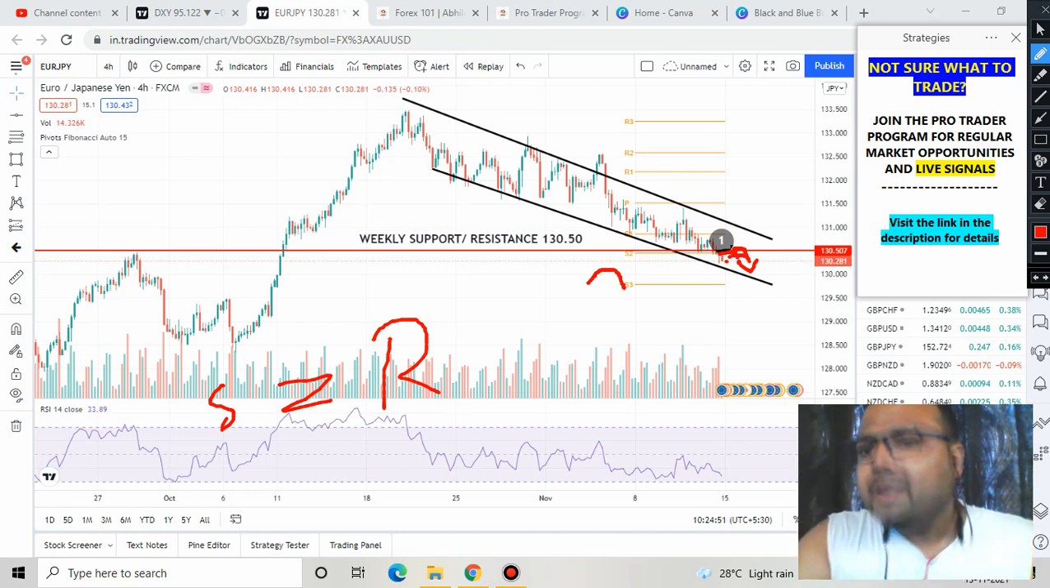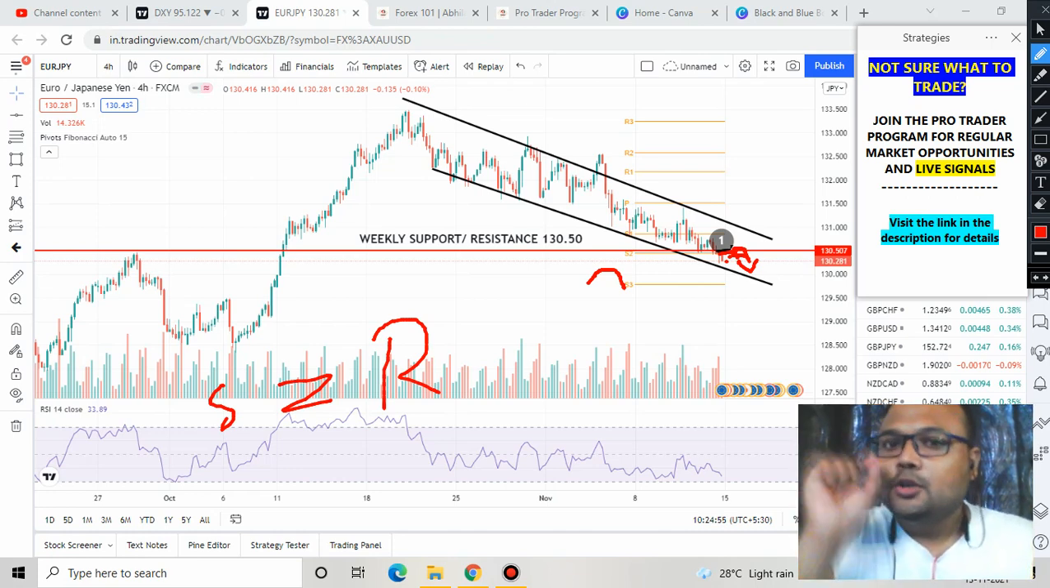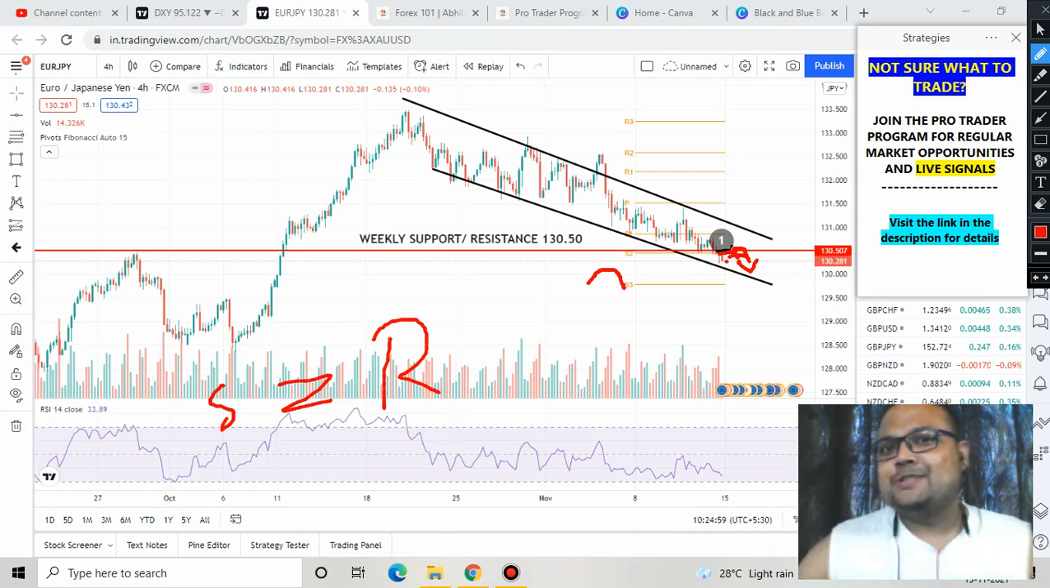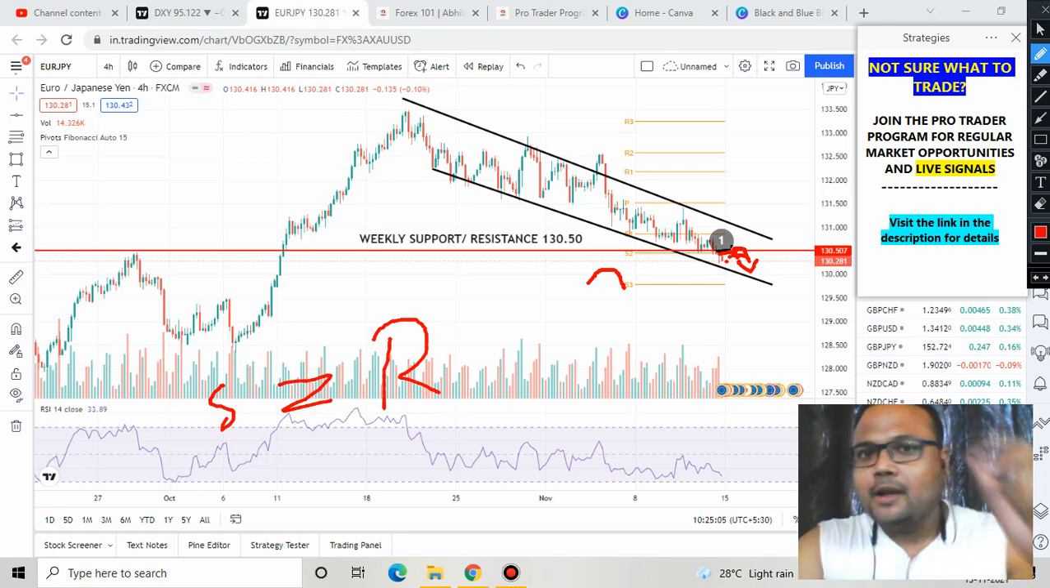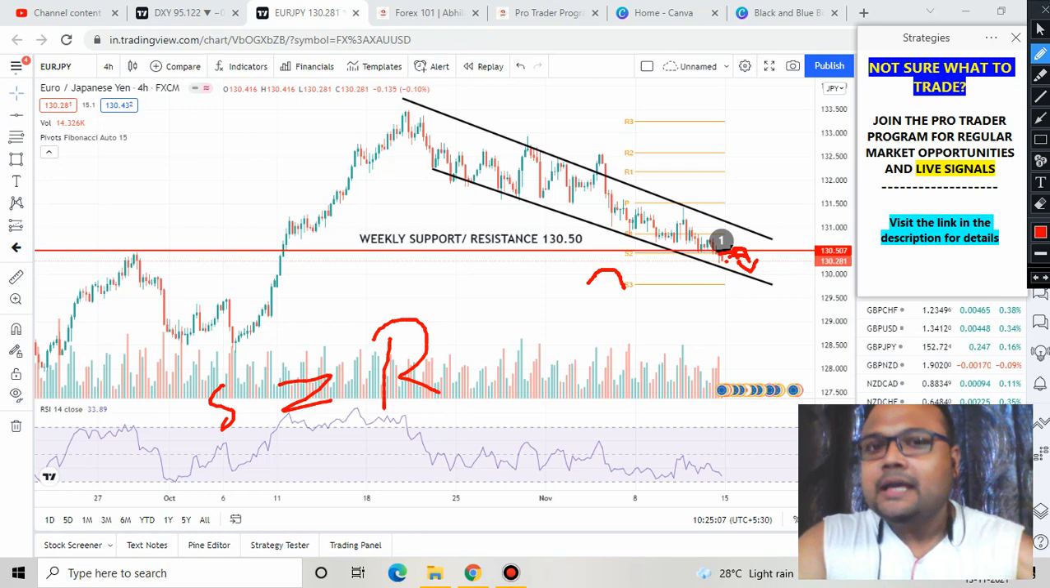But on the other hand, if market breaks the level of 130.50 and starts going up, do not take any buy because trend of the market is towards the downside. In that case, wait for the right time, wait for the perfect opportunity, because this is your hard-earned money and it's your responsibility to protect it. Be a trader, not a gambler, as I was saying.